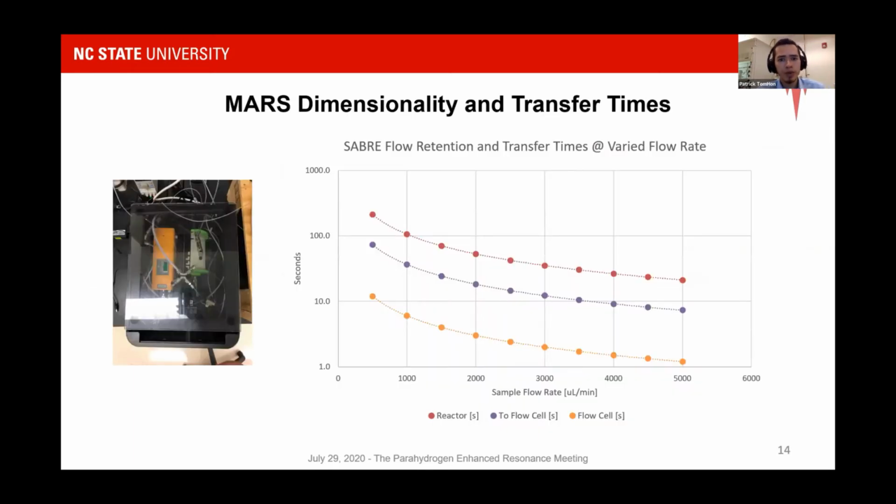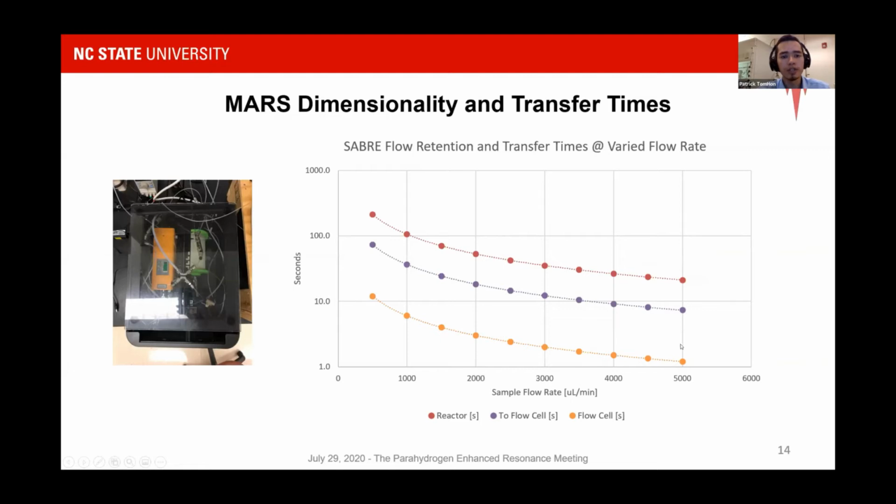And just a short description about the dimensionality of the current system. All the tubing, the housing, the wiring, cabling, everything fits inside a casing that is actually a computer casing, slightly less than 2 by 2 by 2 feet, so just about a cube. And here's a small plot about the retention and transfer times in this PHIP-MARS system at variable flow rate.